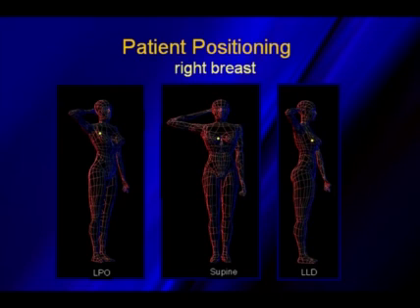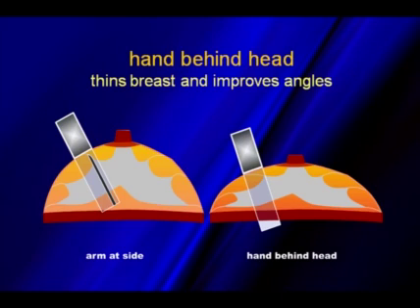And then what we're trying to do is thin the tissue planes out as much as we can. So having the patient bring their hand up and behind their head is going to help thin the breast and allows us to image much better. Even in fairly large breasted patients, once we roll them and raise their hand up over their head, we're thinning the tissue planes out, so rarely do we have to scan beyond about 3 to 4 centimeters in depth.